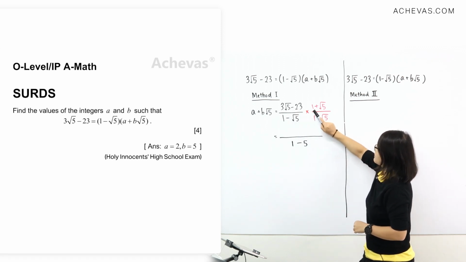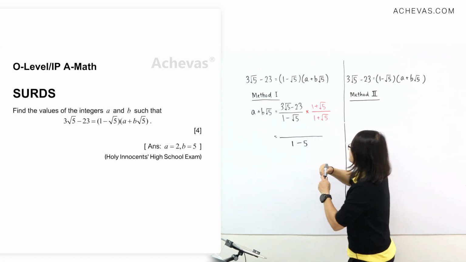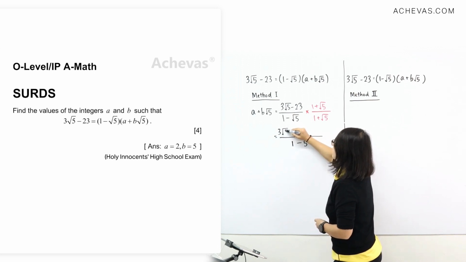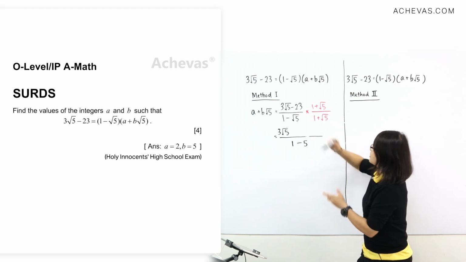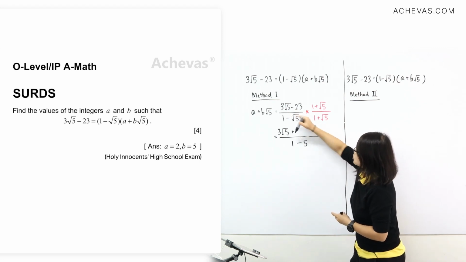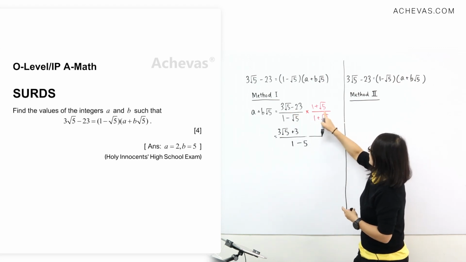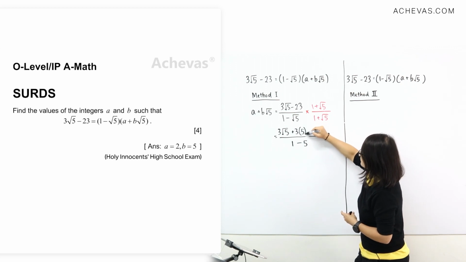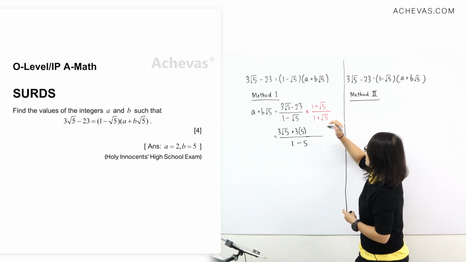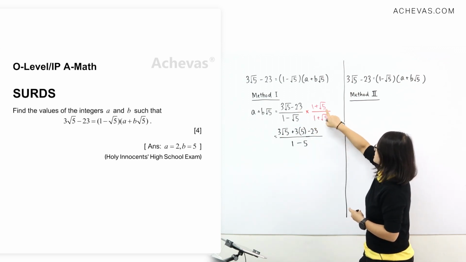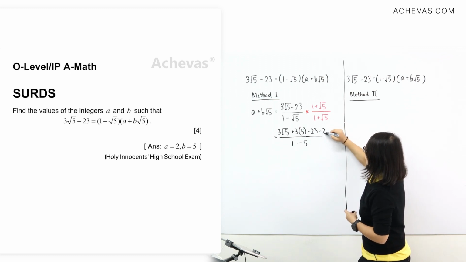So the first one multiplied by the first one. So 3√5 times 1, that's 3√5. Then 3√5 times √5, so I'm going to do it separately. So 3 I write down, √5 times √5, that's going to be 5. And next step, −23 multiplied by 1, that's −23. And −23 multiplied by √5, that'll give me −23√5.